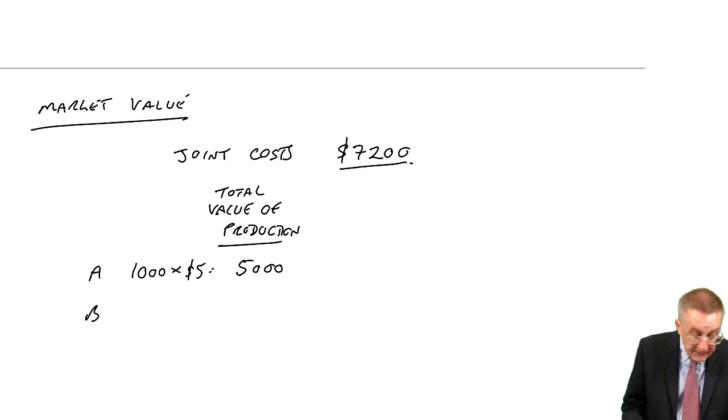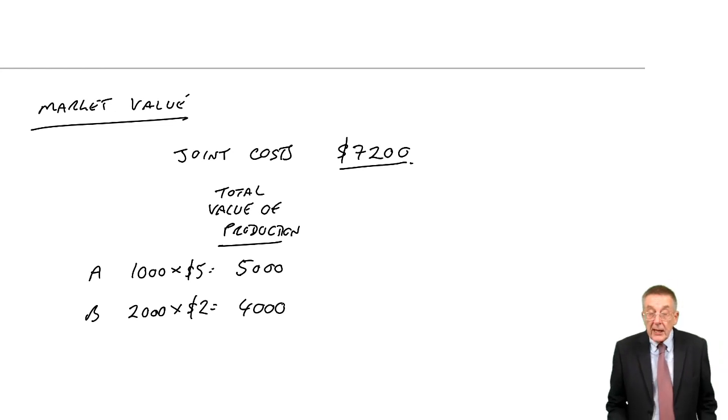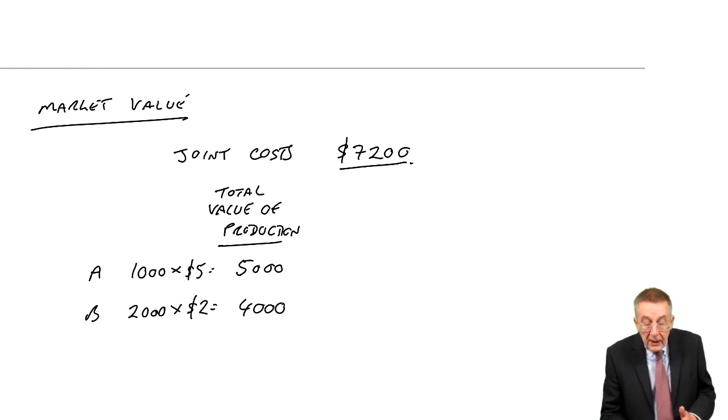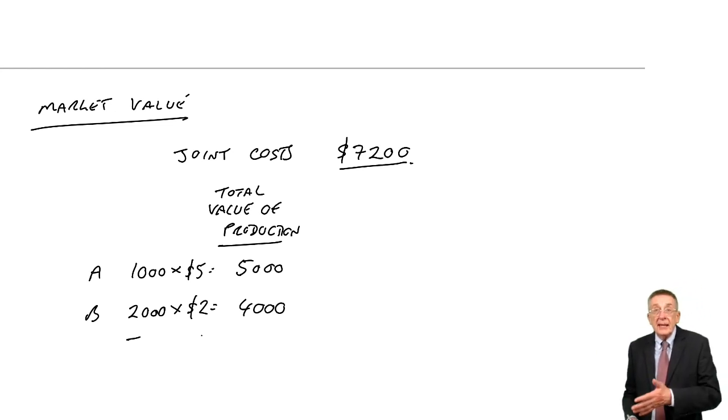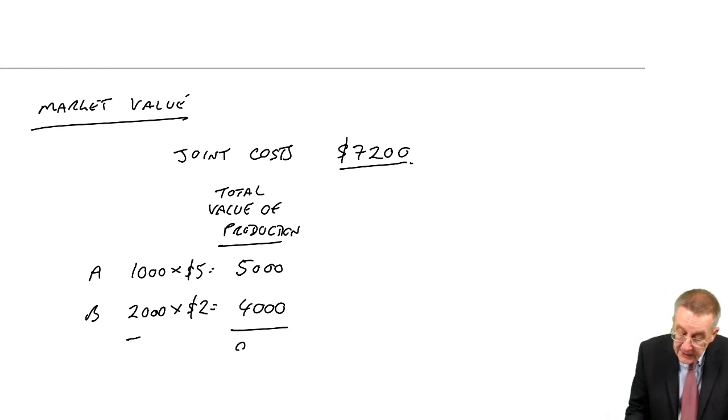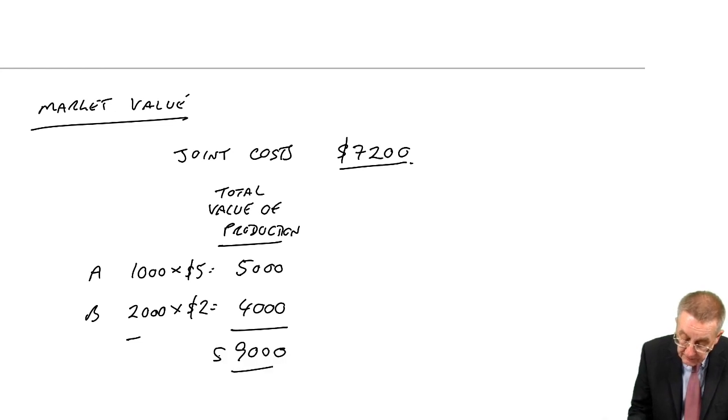What about B? 2,000 kilos, the selling price is $2. And so 4,000. Now what we sell is not relevant, it's the value of what we produce. There are 3,000 kilos coming out. And whether we sell it or whether it's in inventory, the sales value of it is a total of 9,000.